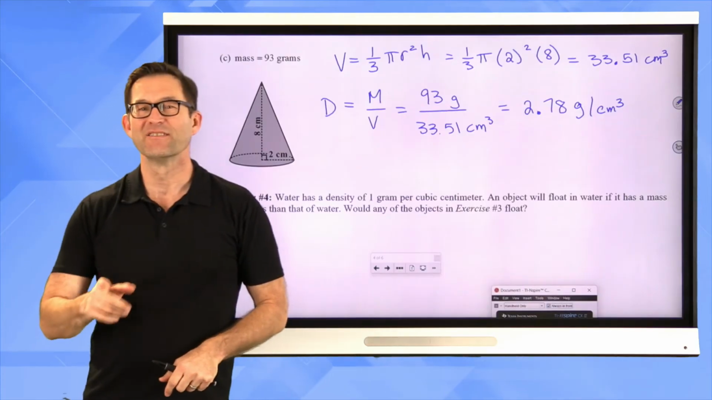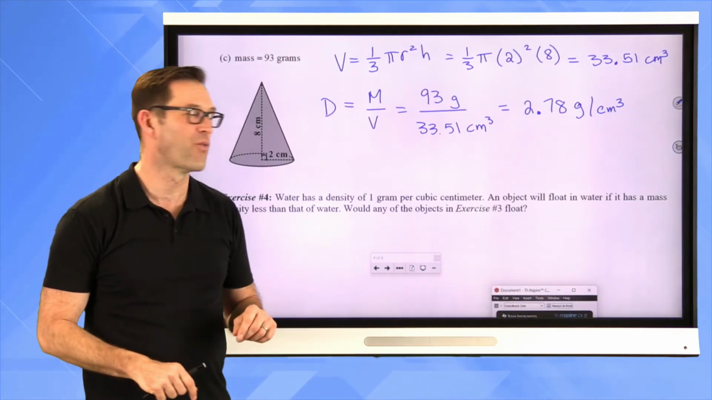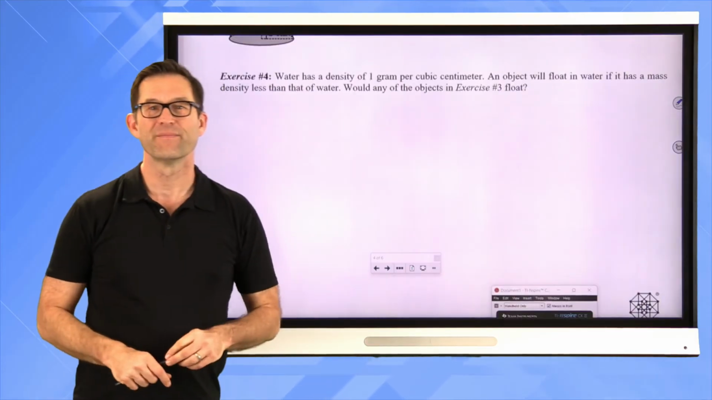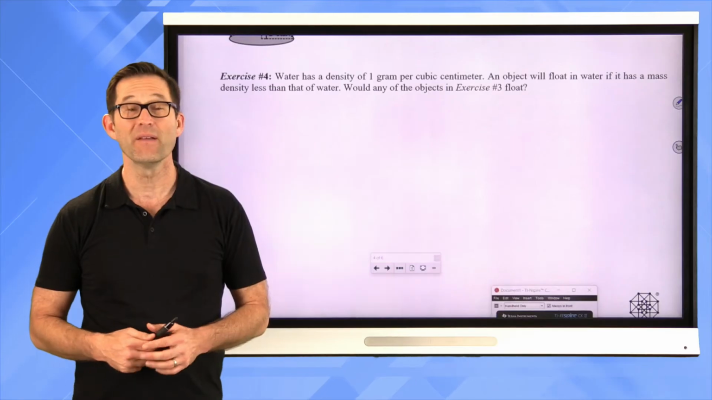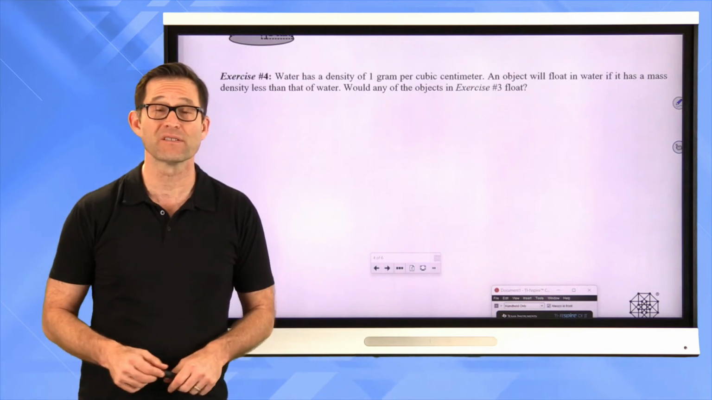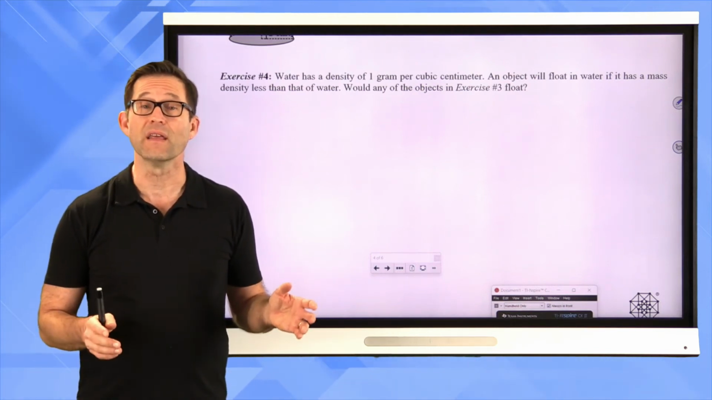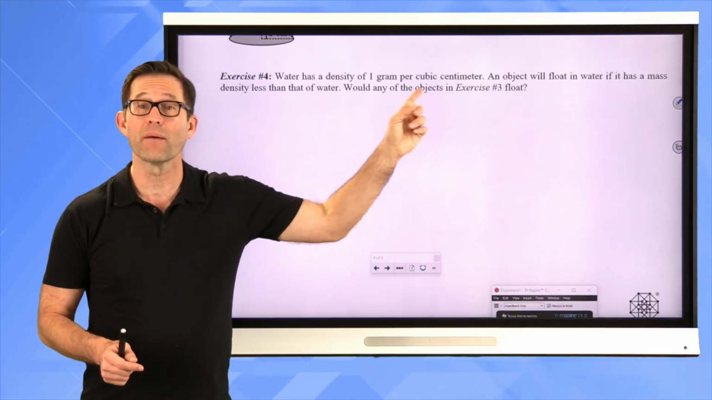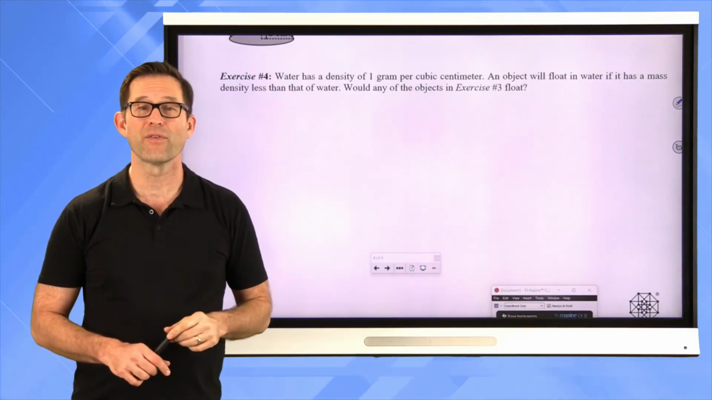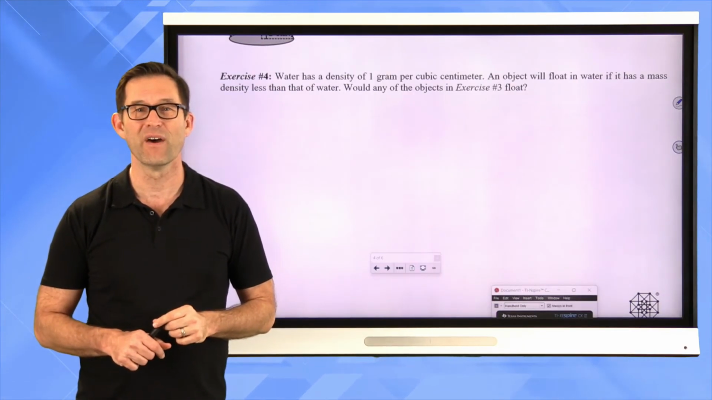Okay. Now, just as a little side note, right, let's do exercise 4, which I love. Take a look. Water has a density of 1 gram per cubic centimeter, exactly 1 gram per cubic centimeter. An object will float in water if it has a mass density less than that of water. Would any of the objects in exercise number 3 float? Right? And this is kind of cool, right? Certain things float and certain things sink. And it's all about whether or not their density is greater than water's density or less than water's density. Water has a density of 1 gram per cubic centimeter. Any of those things up above float? Well, pause the video now and see if any of them do.